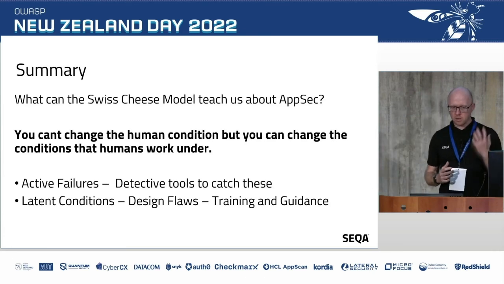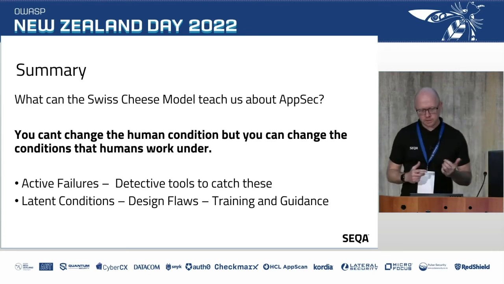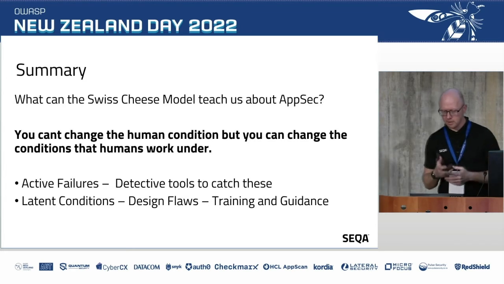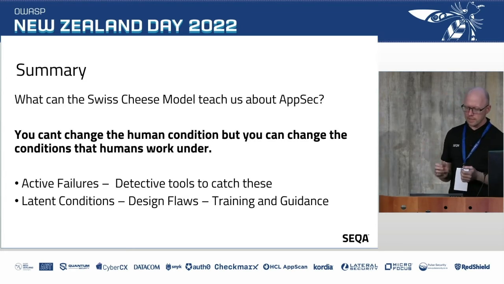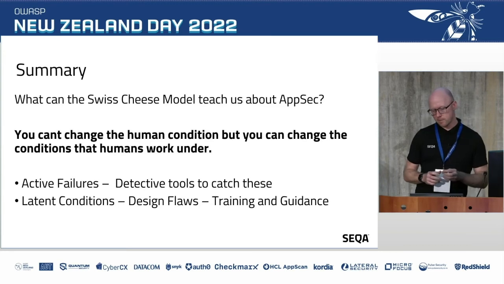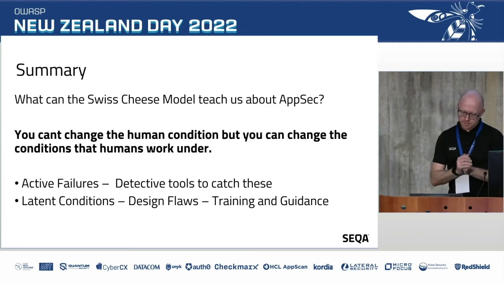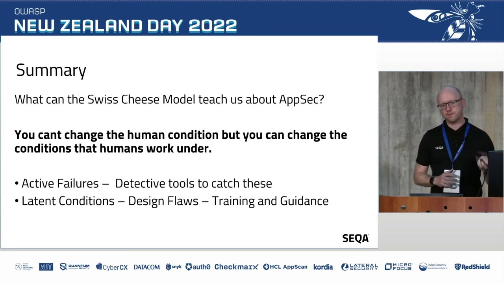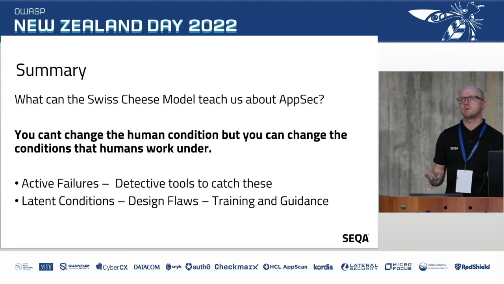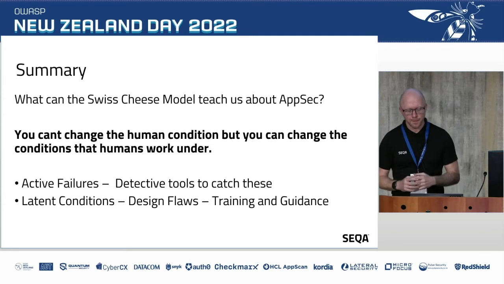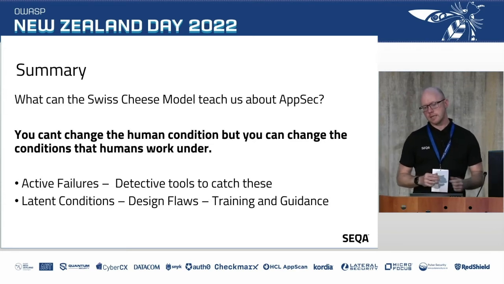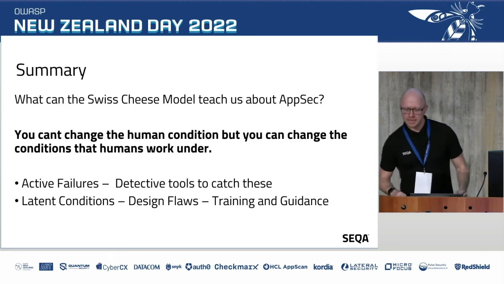And so in order to close up the holes caused by those latent conditions, you can use practices like threat modeling to catch those design flaws early, and you can support the architects and developers with training and help with that sort of lack of guidance and training. For the active failures, have those detective tools in there, support the humans in the system to spot these vulnerabilities and to catch them early.